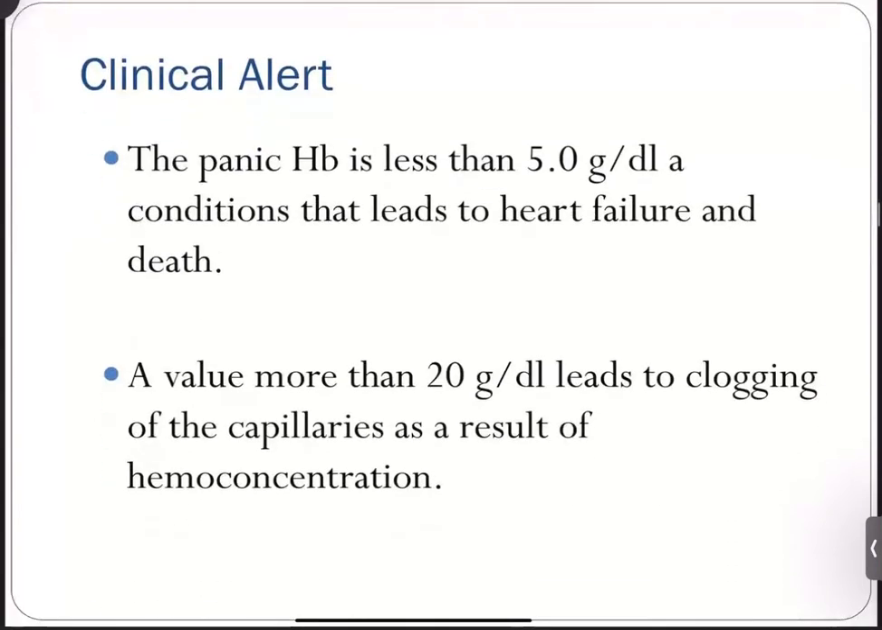Okay, the clinical alert for your hemoglobin is less than 5 grams per deciliter. Okay, this can cause heart failure and death to a patient. Less than that can cause cardiogenic shock. When you say cardiogenic shock, only a little blood is flowing, thus the oxygen content of your blood decreases, leading to ischemia. Thus, it will further lead to heart failure.